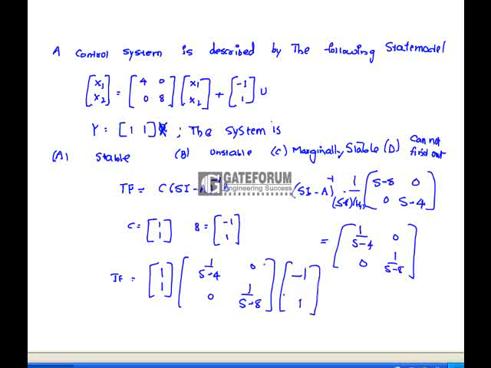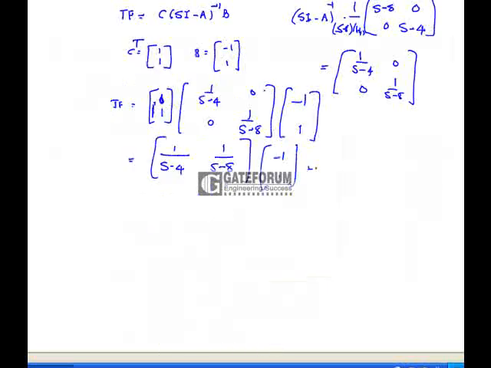times [minus 1, 1]. Here if we find the transfer function, we will get minus 1 by s minus 4 plus 1 by s minus 8. This is the function we are getting.